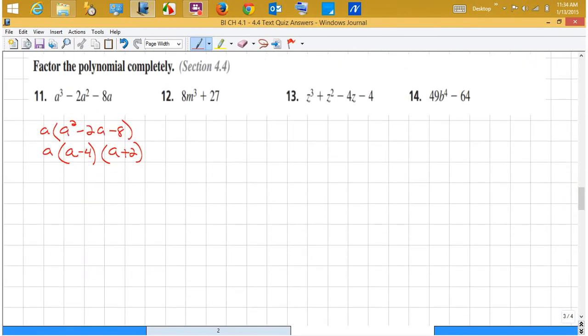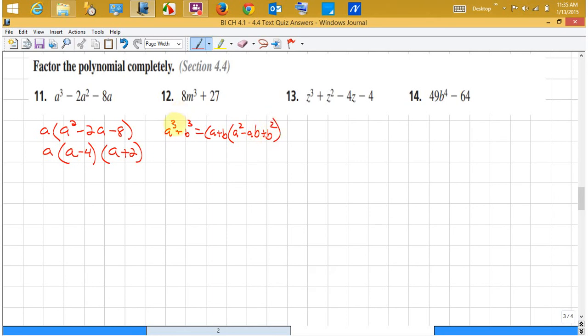Okay, number 12. This is going to be a sum of cubes. So let's go ahead and write the formula. a cubed plus b cubed would be equal to a plus b times a squared minus ab plus b squared.